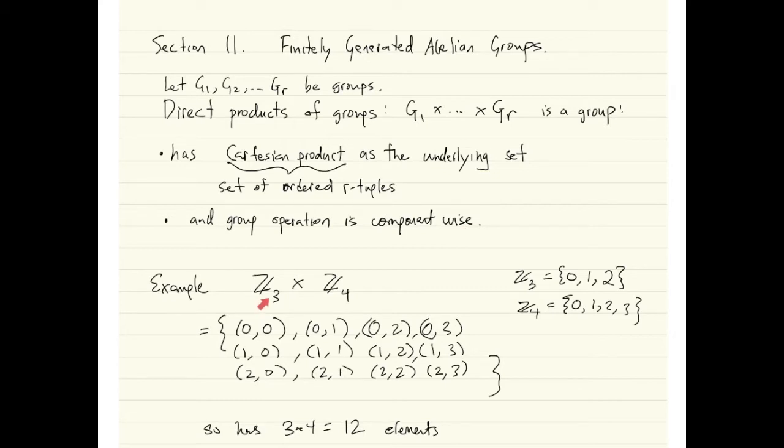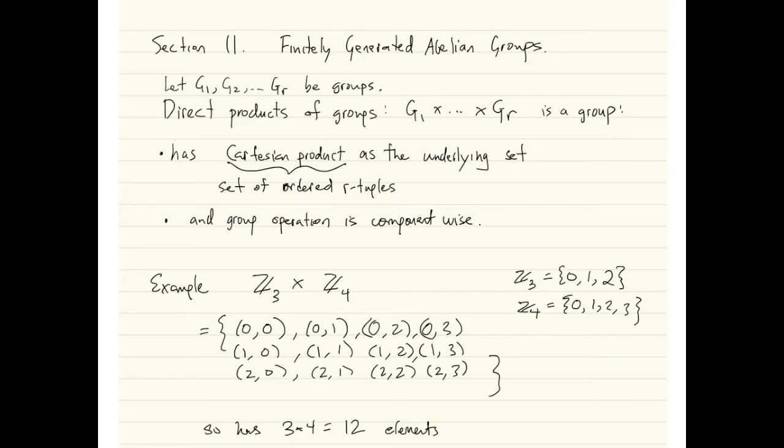So I have two groups, Z mod 3 and Z mod 4. Remember, Z mod 3 is the numbers 0, 1, and 2. And the group structure is addition. In other words, for example, 2 plus 2 is 4, but then mod 3 is equal to 1. So in this group, Z3, 2 plus 2 is 1. Similarly, Z4 is 0, 1, 2, 3 as the elements of the set, and then the group operation once again is addition.